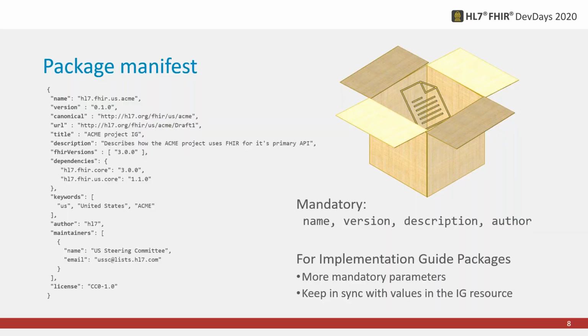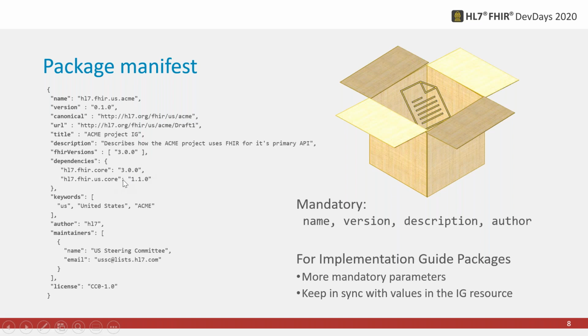And as I said, this package manifest has metadata in there. So the package has a name, the package has a version, the package itself has a canonical, which aligns with the canonical for the implementation guide. It can have a URL where the human readable documentation is placed. It can have a nice human readable title and a description. It will specify what FHIR versions it is for.